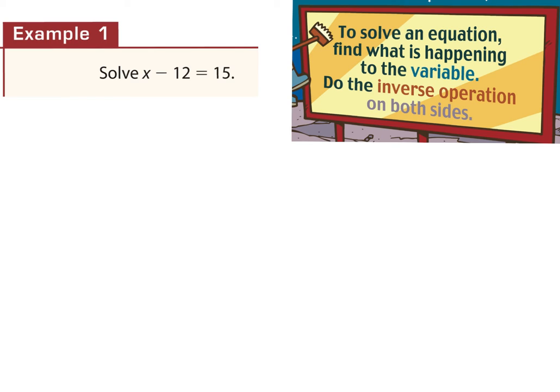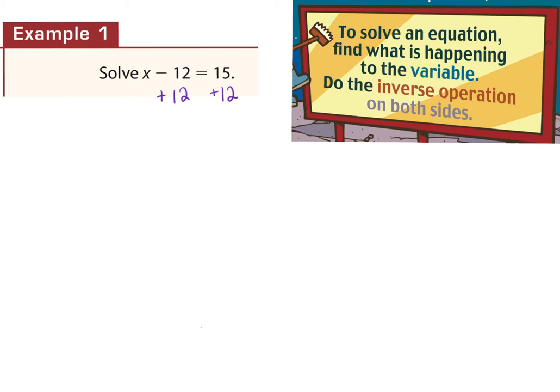All right, so to solve an equation, find out what is happening to the variable, then do the inverse on both sides. We have this first example, x minus 12 equals 15. If I am trying to solve for x, that means I'm trying to isolate it or get it by itself. I am going to look and say, well, right now we are subtracting 12. I want to then do the inverse, which is adding 12. So anytime you do something to put it on the other side of the equation, you will do the inverse, okay?